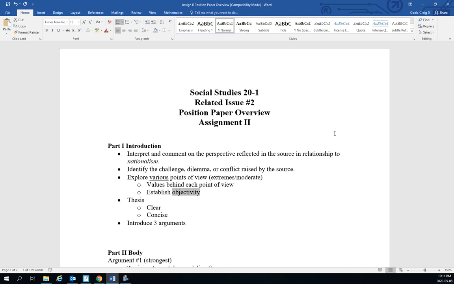You've got to recognize that there are probably good reasons for the source saying what it says, even though you might disagree with the source. You've got to be objective.